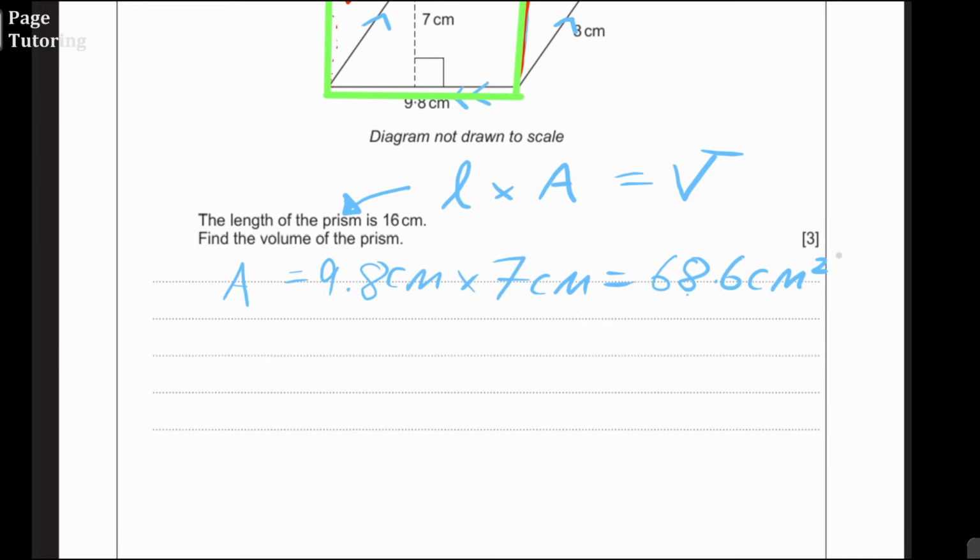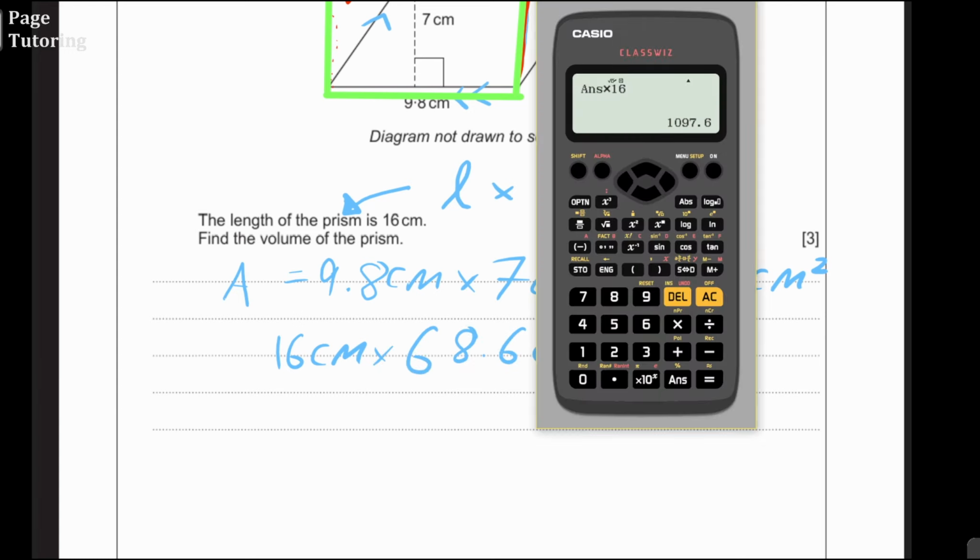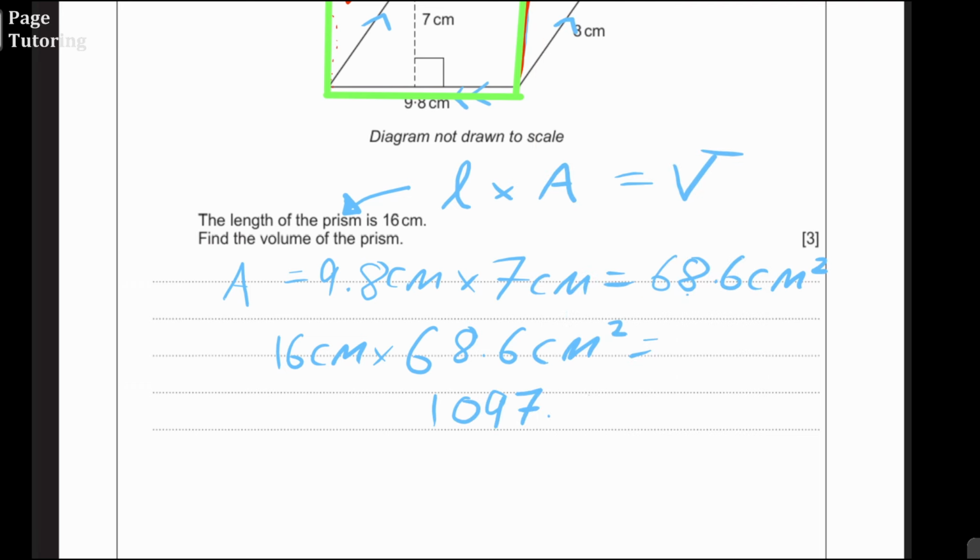So now we're just going to do the area times the length. So the length is 16 centimeters times 68.6 centimeters squared. So that's 1097.6. Remembering your units, we get centimeters cubed. In the mark scheme, it says if you rounded at the point of finding your area face, it'd be fine if you also get 1098.